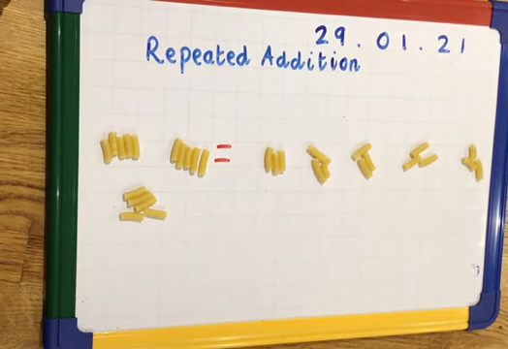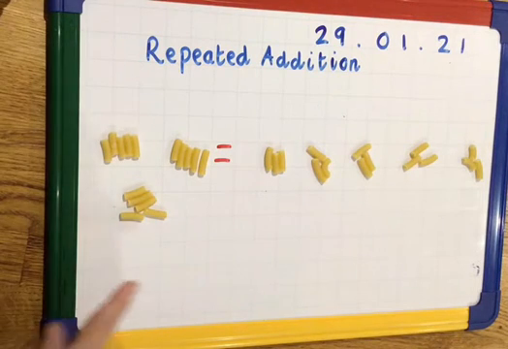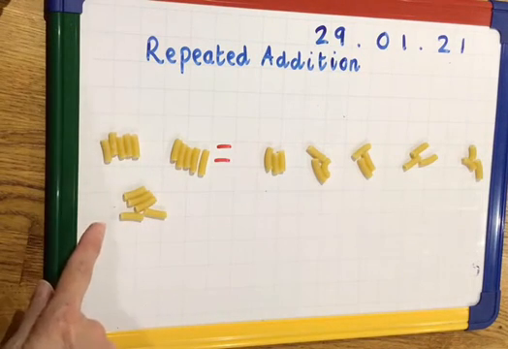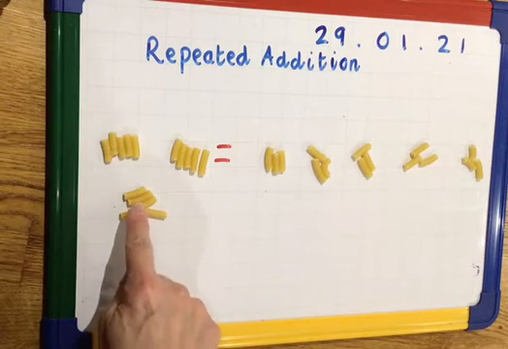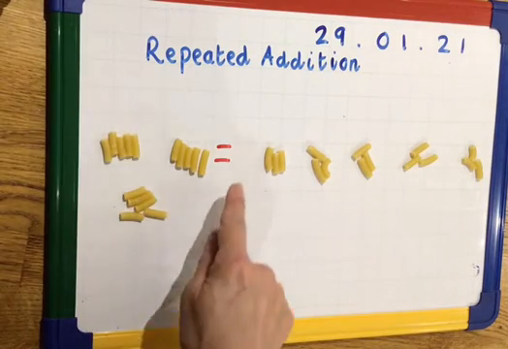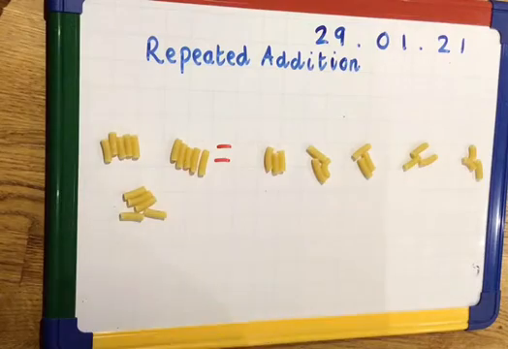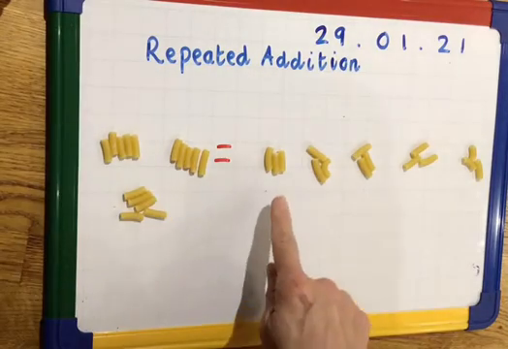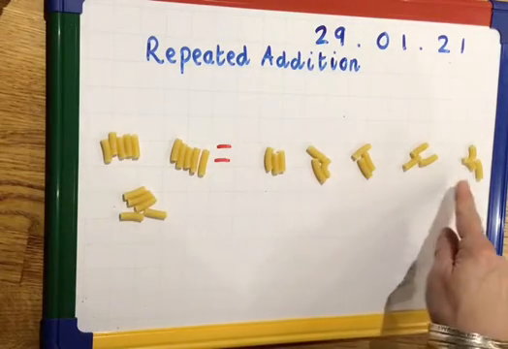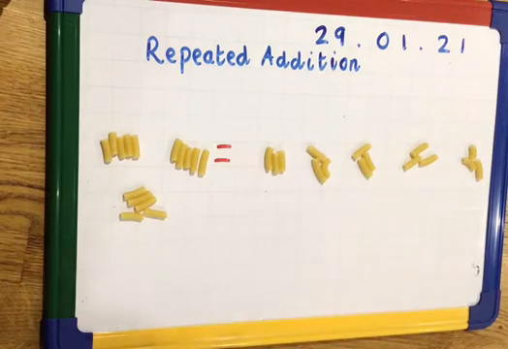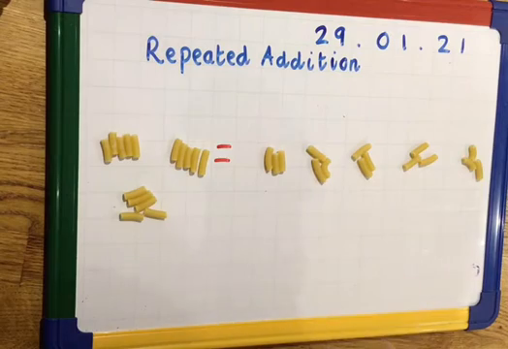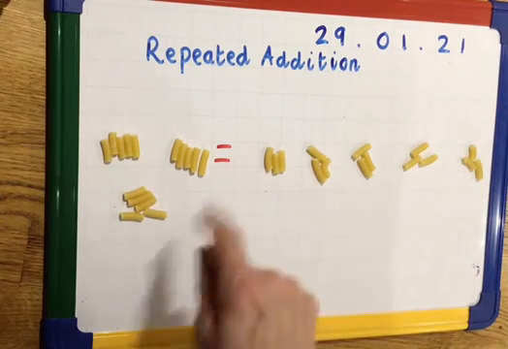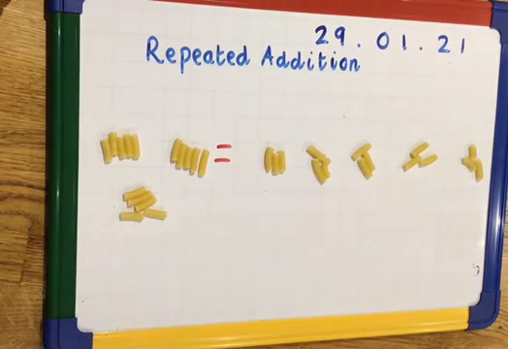So let's have a look at another example, children. Here I have got 3 groups that have got 1, 2, 3, 4, 5. So I've got 3 equal groups with 5 in each group on this side. And on this side, I've got 1, 2, 3, 4, 5 groups with 3 in each group. I've put the equal sign between them. I wonder if I'm right. So let's have a little look.